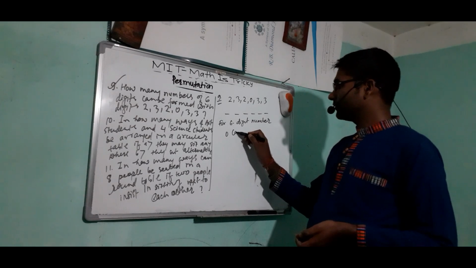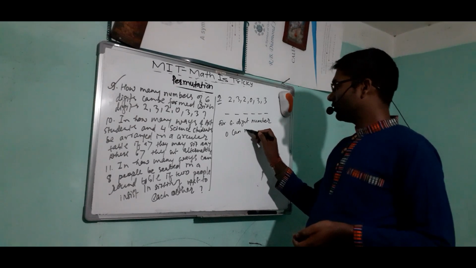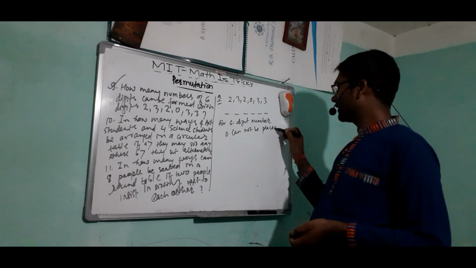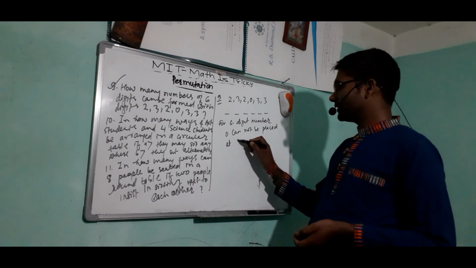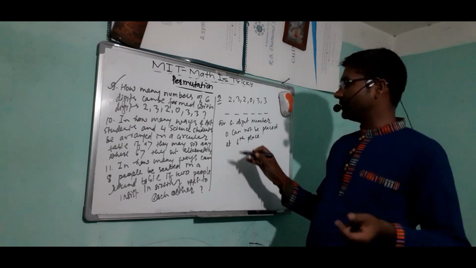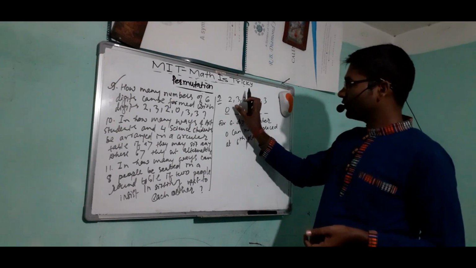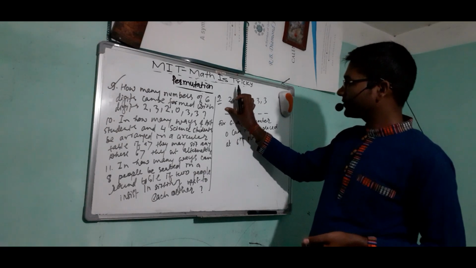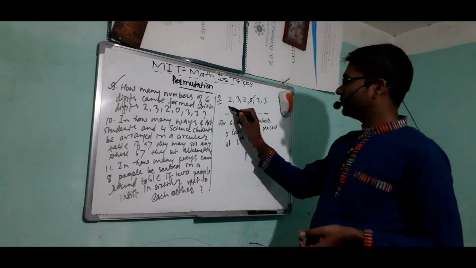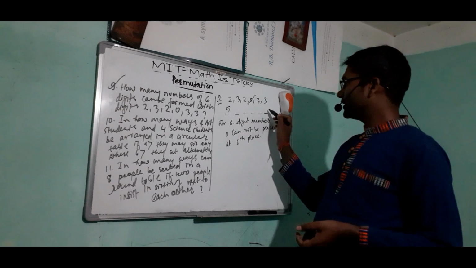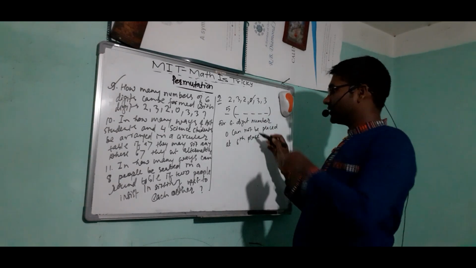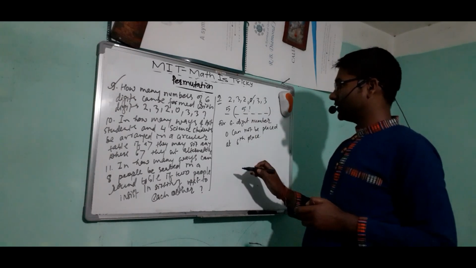0 cannot be placed at 6th place. Otherwise it will be 5 digits. We can't put here 0. So for this place we have, except 0, 1, 2, 3, 4, 5: 5 choices. Now we can put here 5 digits for 5 places, so it can be written as here 5 factorial.